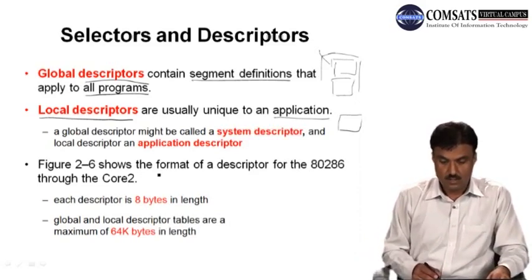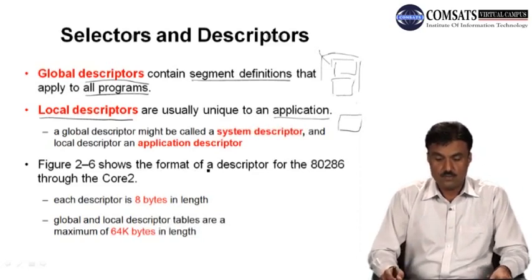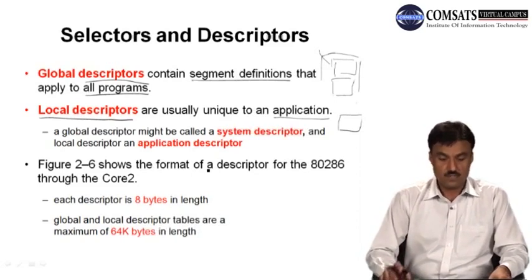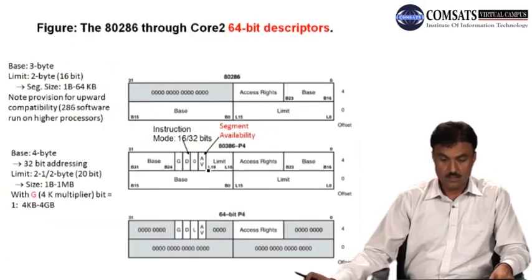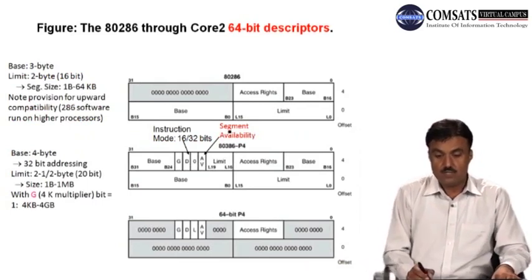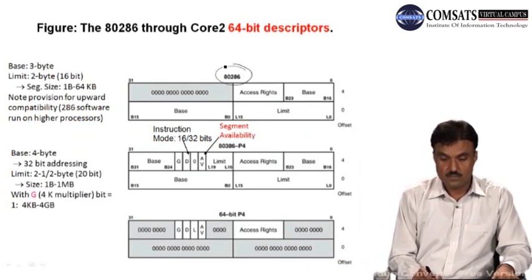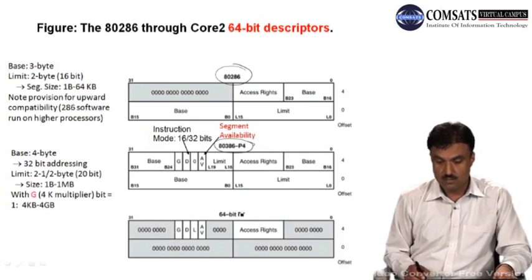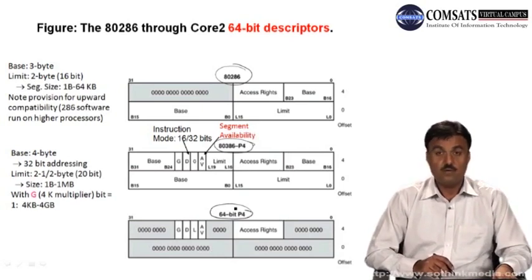The figure in the next slide shows the format of a descriptor for 80286 through Core 2. In that figure, we will see that each descriptor is 8 bytes in length. Global and local descriptor tables are a maximum of 64 kilobytes in length. Here you can see we have the first descriptor, which is for the 80286. Then we have the 80386 and up to P4 and 64-bit P4.